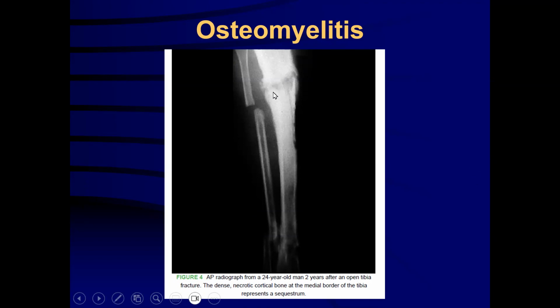The sequestrum is more dense. Why? Because it is avascular. Calcium cannot be removed from the bony area secondary to remodeling. As a result, it remains more dense. So you have to keep this in mind.